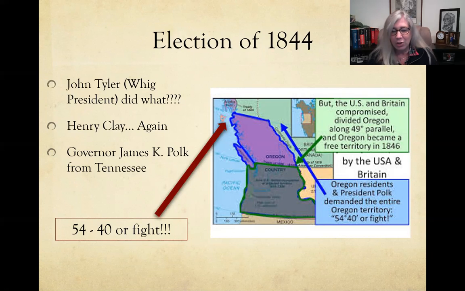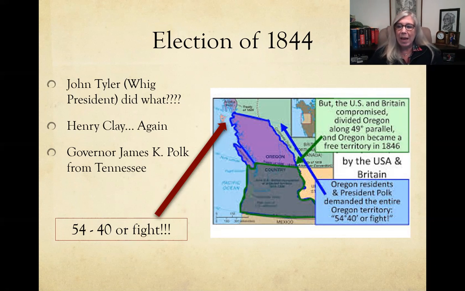Well, the main issue that is really of importance during this election is, what are we going to do about the annexation of Texas? What are we going to do about that? Because if you bring Texas in as a slave state, then that's going to shift that balance of power. So again, we've got this regional divide going on at the same time that we have the Whigs and the Democrats competing in this election.